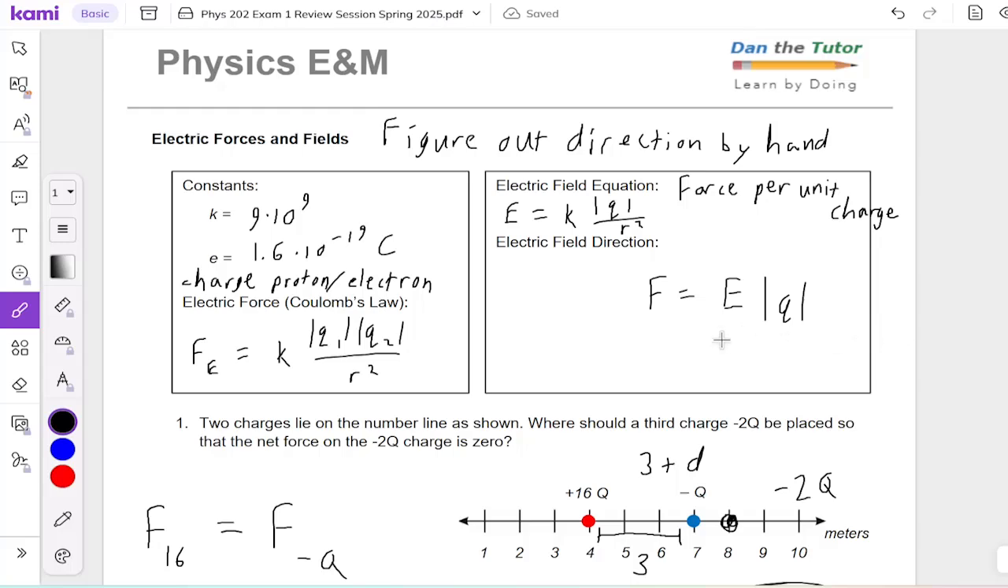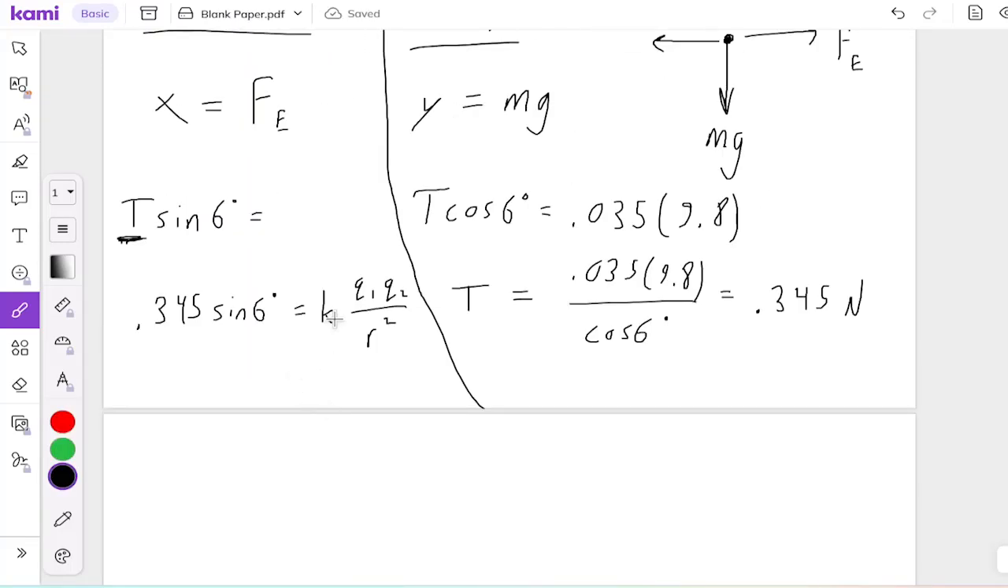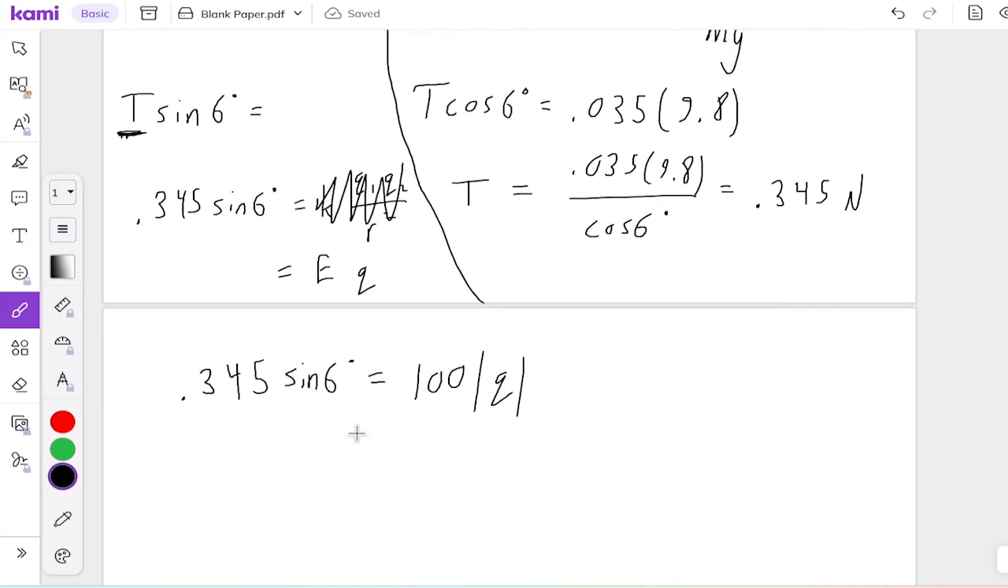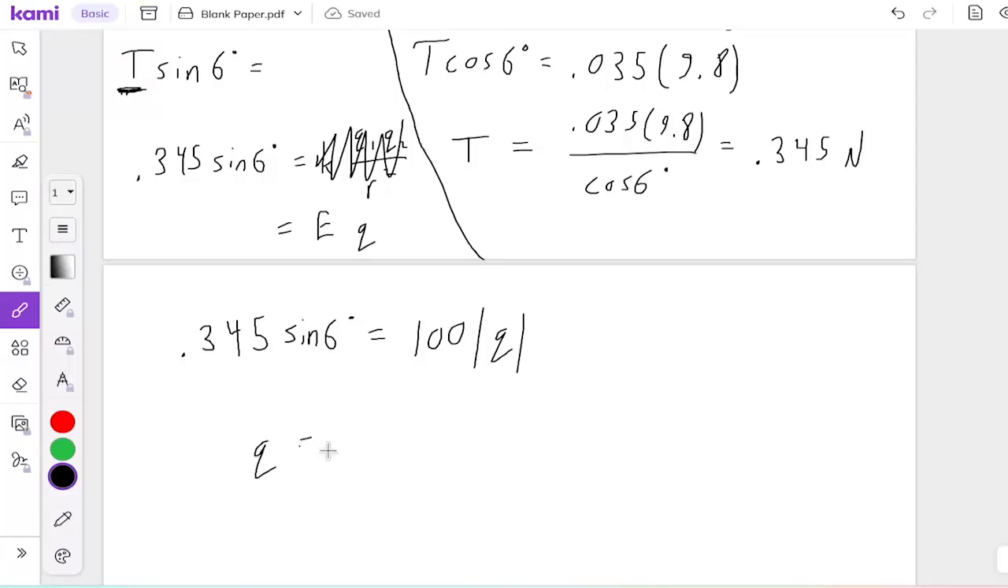So in other words, this is a beautiful equation. It's going to help us out a lot right now. So let me cross that out and instead set it equal to E times Q. And this is great because I'm solving for Q, right? So I'm going to be able to do that. 0.345 sine 6 degrees equals electric field 100 times absolute value of Q. Just divide by 100 and we'll get Q equals 3.61 times 10 to the negative fourth coulombs.